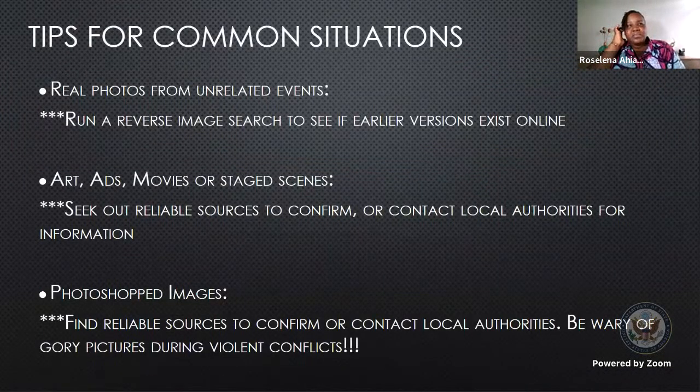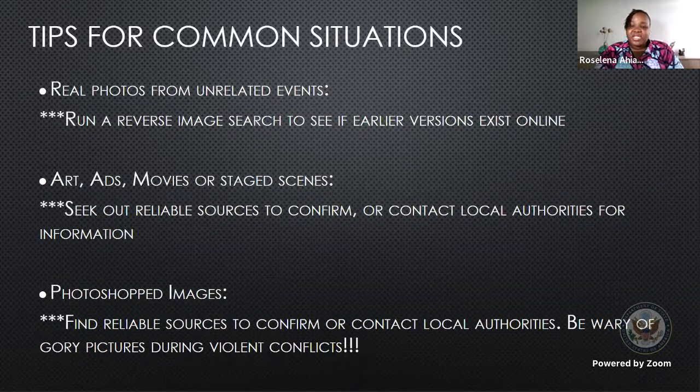And in certain common situations, when you're not sure what to do, for instance, with real photos that may come from unrelated events, you run what we call a reverse image search. We'll get to that shortly, but keep at the top of your mind that these are some of the things that you can do in the process of verification. So for such real photos that may be unrelated to events, run a reverse image search. It will help you find earlier versions of the content and help direct you to where you need to go.